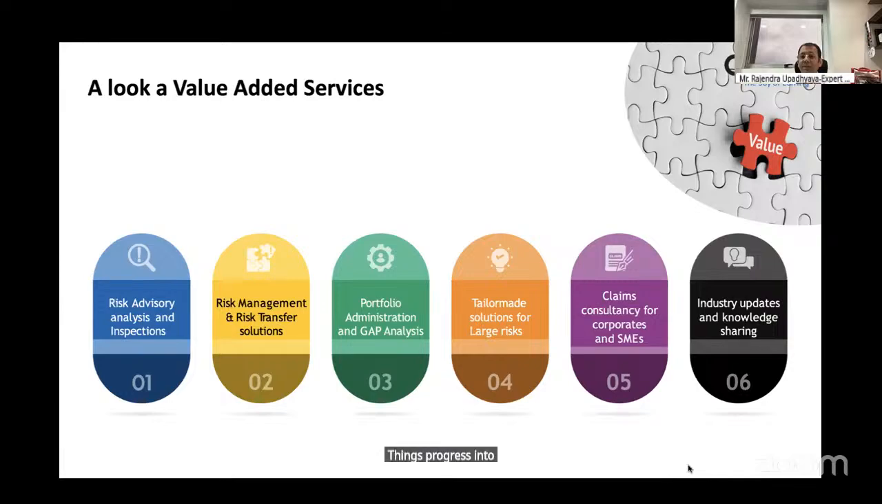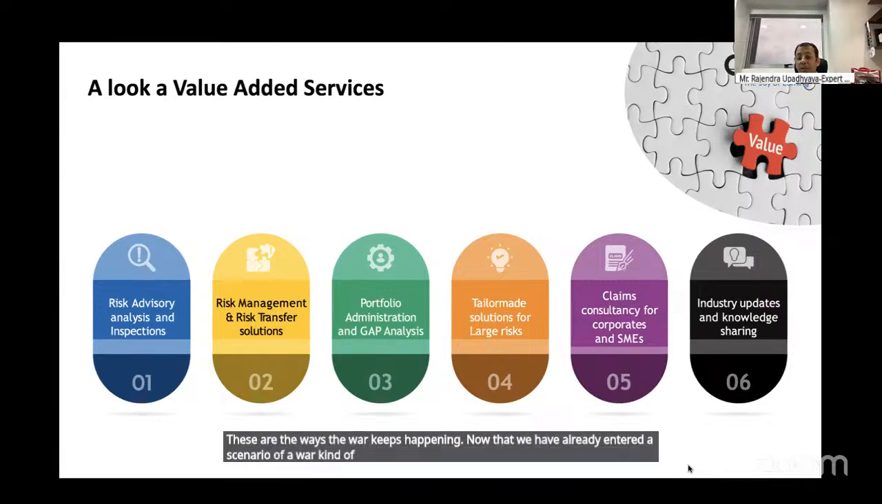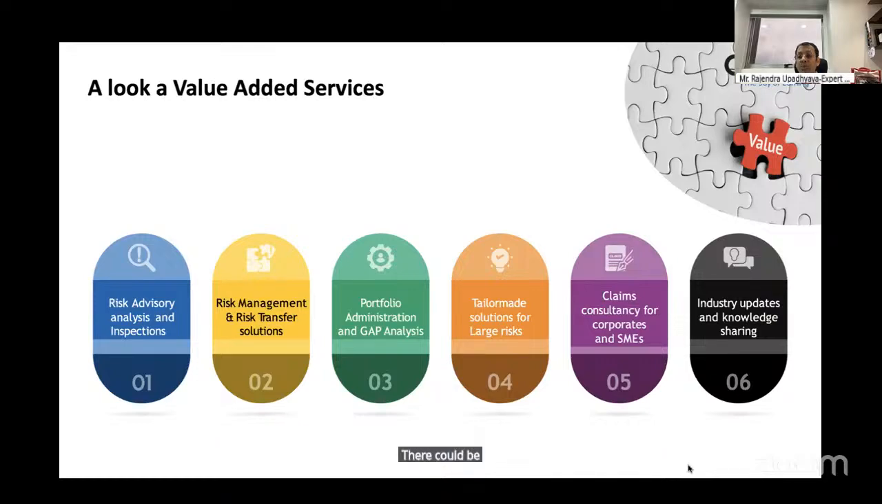things progress into three stages. First, the army attacks their military, so military bases are attacked. Second phase, infrastructure is attacked. And third, the economy is attacked. And when the economy is attacked, the attack is directly on either large industries or the industrial hubs, or the attack happens on the cyber side, cyber security. These are the ways the war keeps happening. Now that we have already entered a war kind of scenario, there could be many more risks ahead for us, and it's important to be vigilant on those risks.